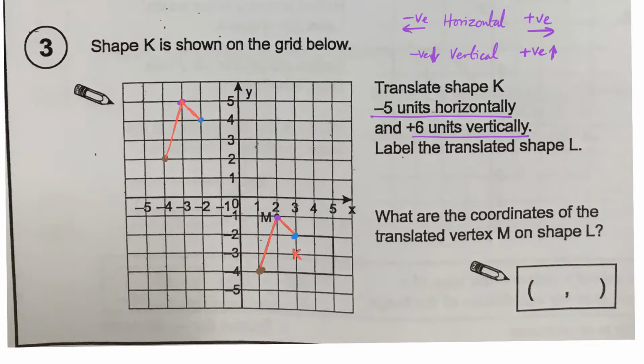Now the question says, what are the coordinates of the vertex M? Well, the vertex M was here, and on the translated shape it has come over there, which is -3 along the corridor, up the stairs to 5. So my coordinates are -3, 5, and we're done.